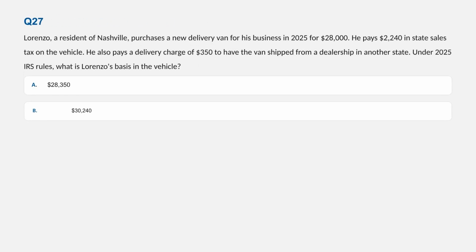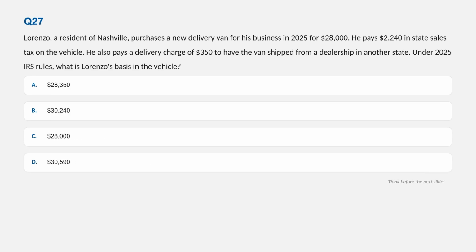Alright, let's move to question 27. Lorenzo, a resident of Nashville, purchases a new delivery van for his business in 2025 for $28,000. He pays $2,240 in state sales tax on the vehicle. He also pays a delivery charge of $350 to have the van shipped from a dealership in another state. Under 2025 IRS rules, what is Lorenzo's basis in the vehicle?